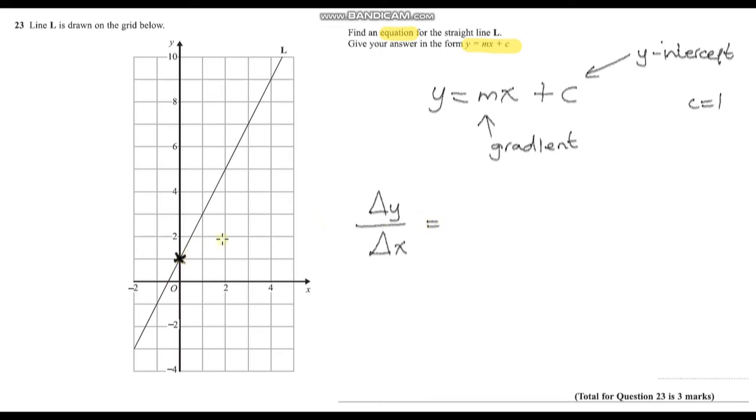So let's pick 2 points on our graph. We can pick these 2 points here. To work out the gradient, the change in y, we're going from 1 to 3. So the change in y is 2. And the change in x, we're going from 0 to 1. Well, that's just 1. So it's 2 over 1, which is 2. So our gradient is 2, our y-intercept is 1. So the equation of the line will be y equals 2x plus 1.